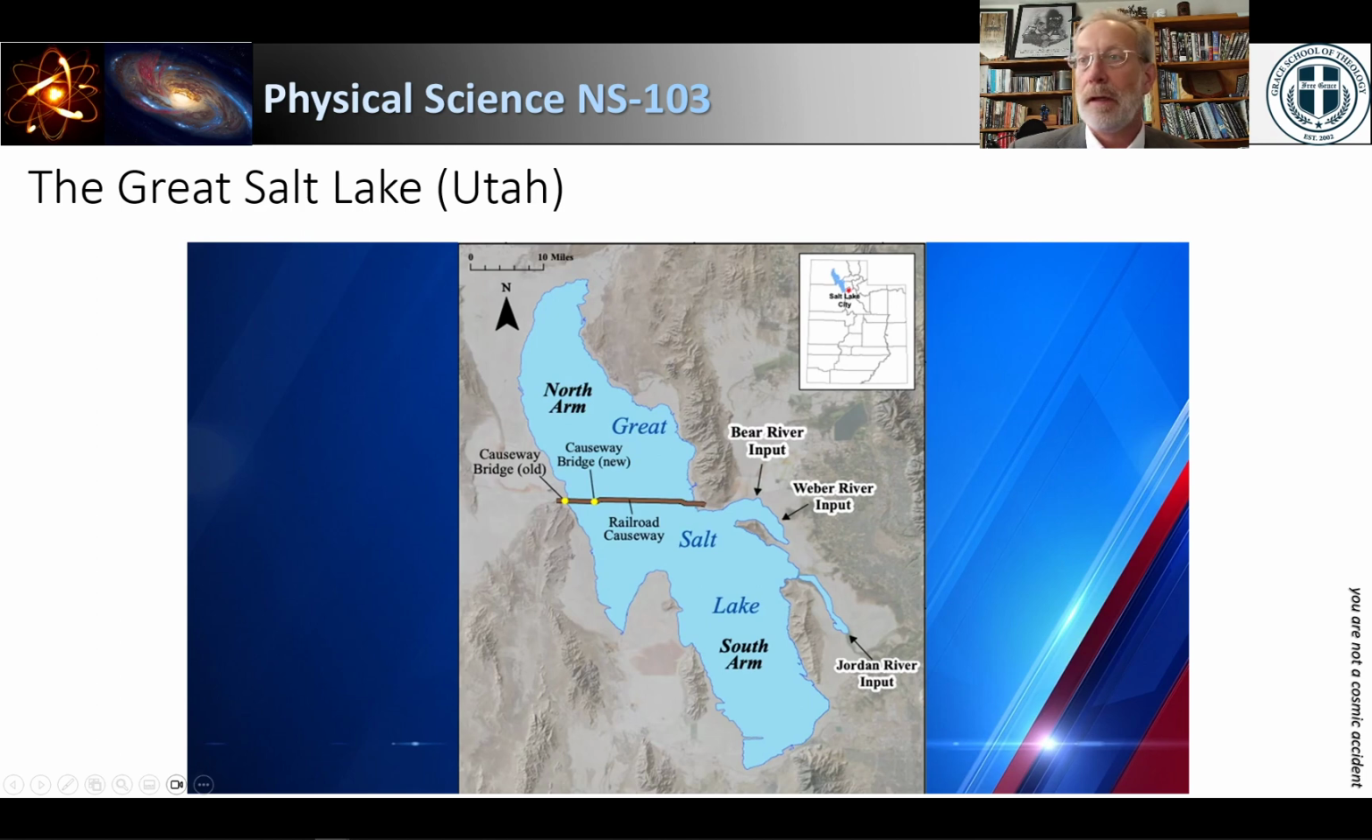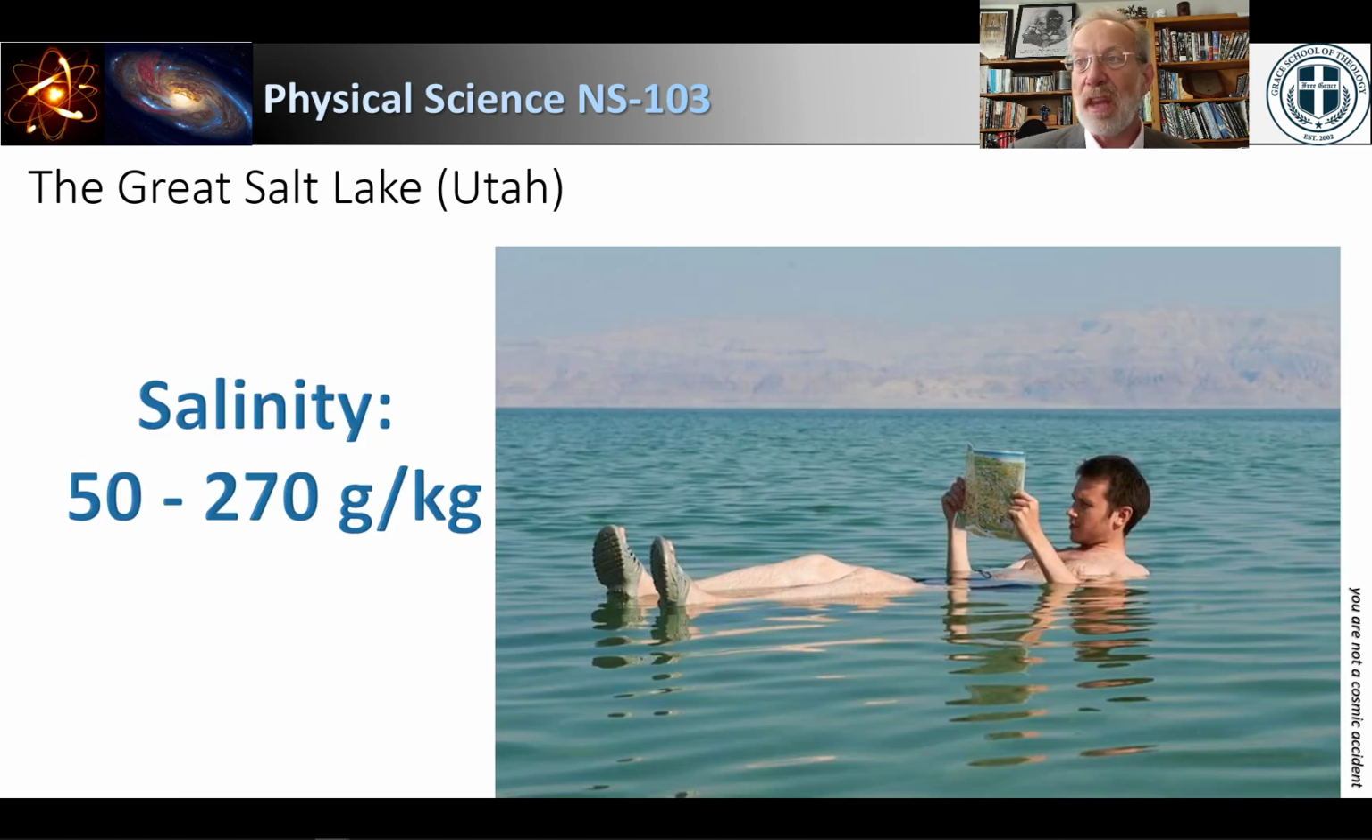Here's another graphic. Remember I told you that's a railroad causeway that goes across there. If you remember when we talked about it, the ocean had an average salinity of 35 grams of salt per kilogram of water, well, the Great Salt Lake can vary anywhere from 50 to 270 grams. So it can be a huge change compared to the traditional ocean.